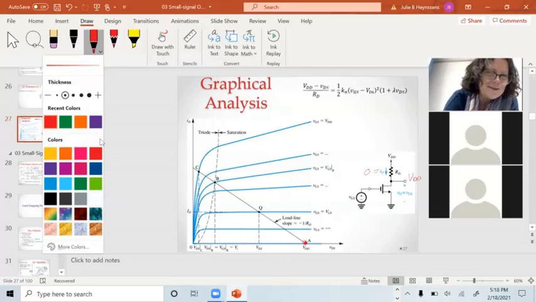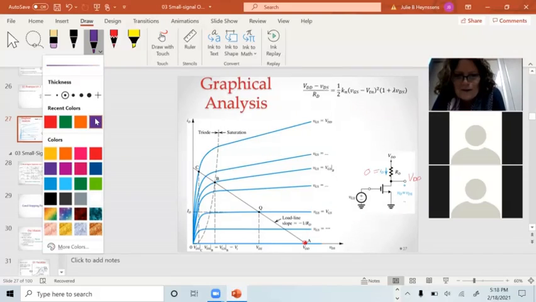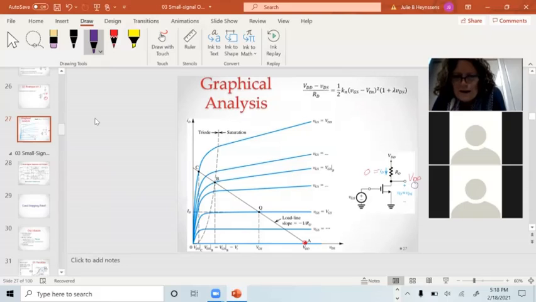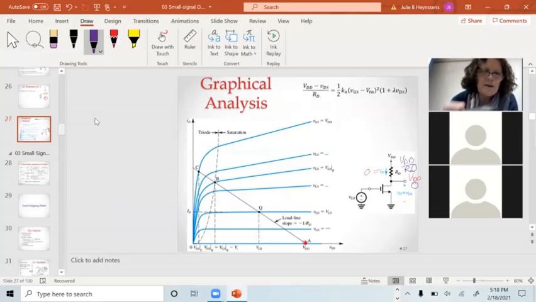Now I change colors, purple. There's another thing I can do here. Now let's say if VDS equals 0 volts, then the current is VDD over RD. That's a number, and I can calculate it and plot it on a graph. So VDS is this axis, it's 0, and ID is a number that I calculate.